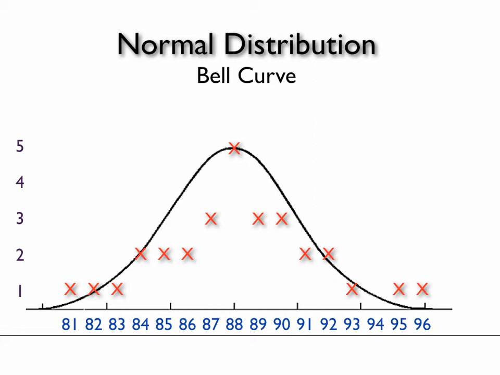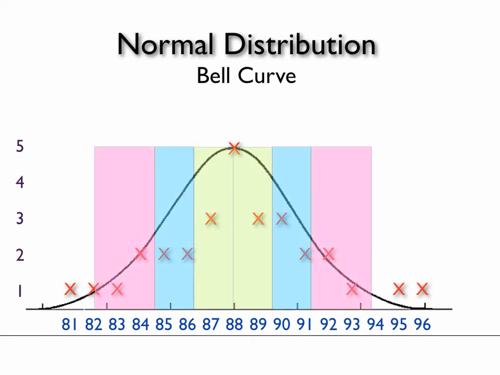So as we plot our scores on the graph, we can see that 5 students scored 88 on the test. And there were 3 students that scored 87, 3 students that scored 89, and 3 students that scored 90, and so on and so on. As we take a look at this, although it's not a perfect distribution, we can see how it almost conforms to what we call the bell-shaped curve.